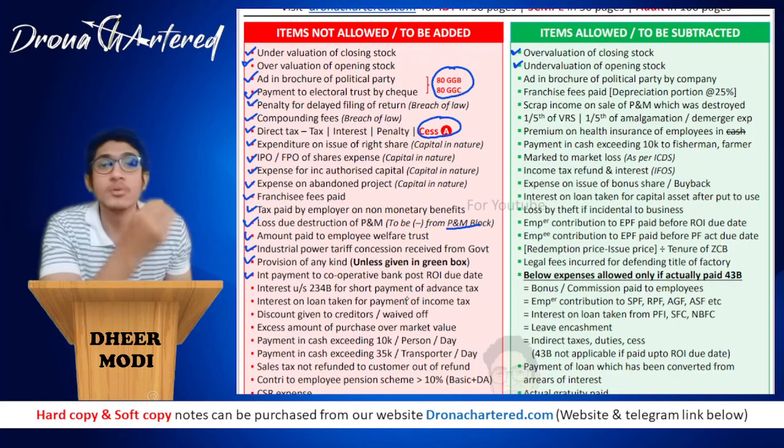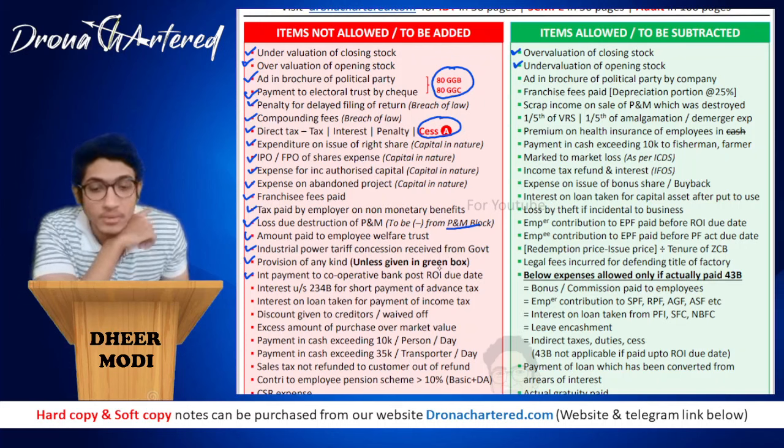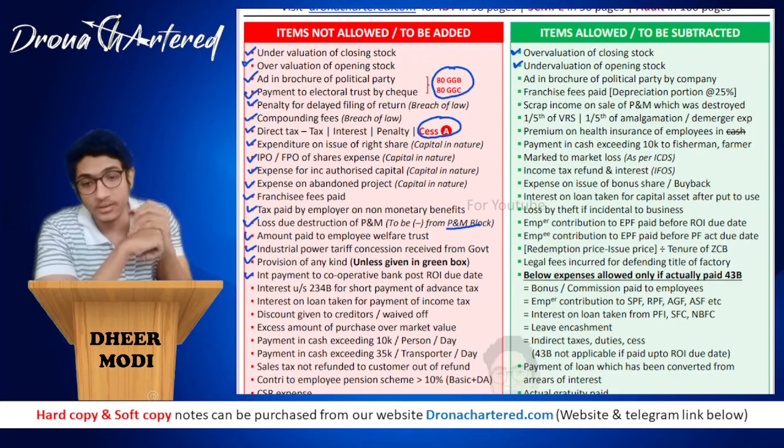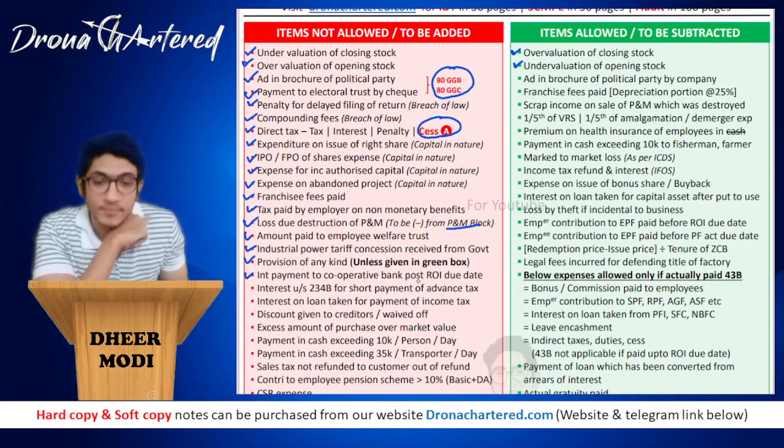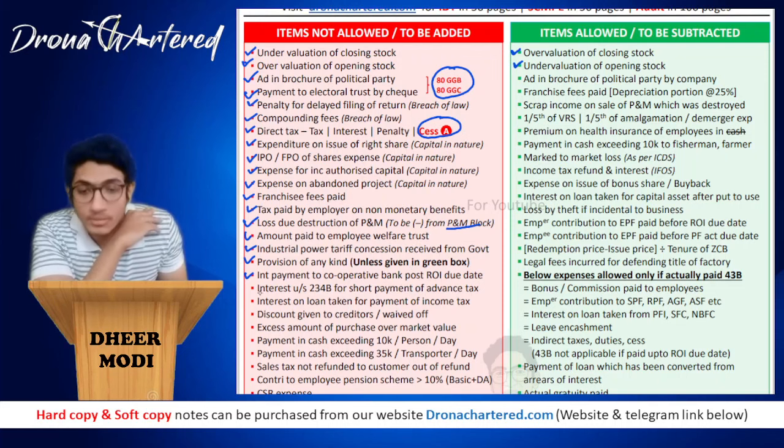Okay, now next is your interest payment to cooperative bank post ROI. ROI is when you file your return of income, so the due date. So if you have paid any interest to the cooperative bank after the return due date, it will not be allowed.